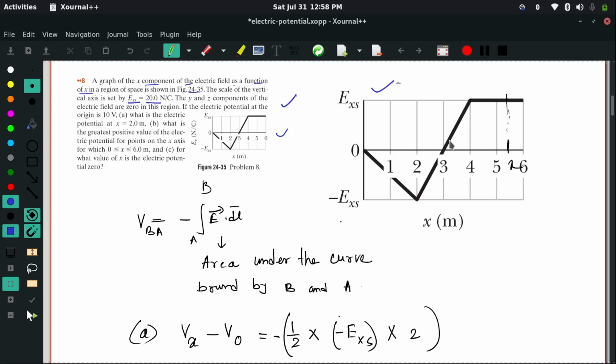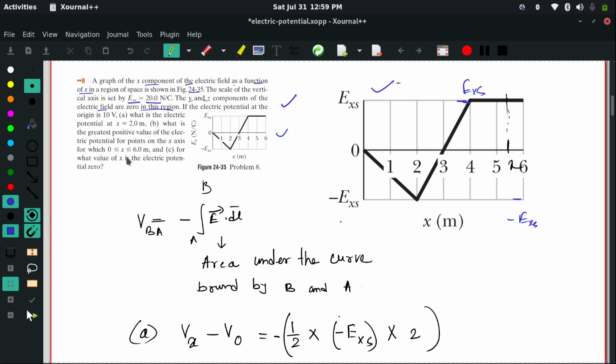So Ex is some unit. This point means that you are looking at 6. This point means that you are looking at Ex, and this point means that you are looking at minus Ex, as denoted by the graph. The y and z components of the electric field are 0 in this region, so only the x component is there.